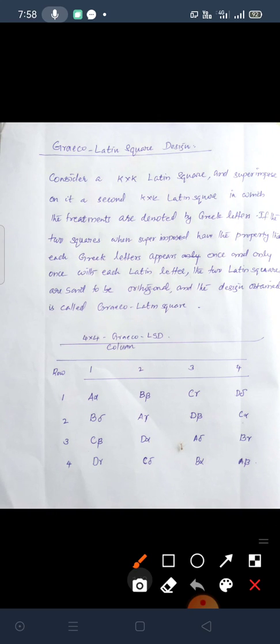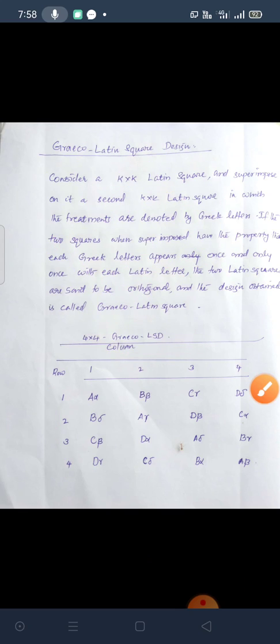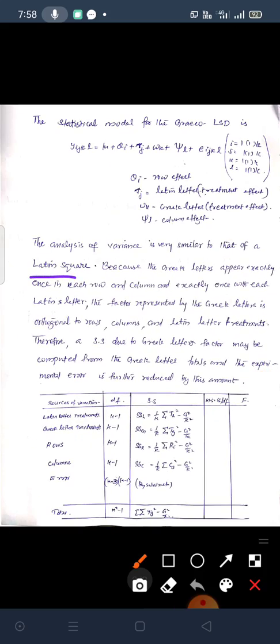And actually this is represented by columns and rows. So we can analyze using two-way classification, just as in the case of Latin square design. So the analysis of variance is very similar to that of a Latin square design. So in Latin square design we use classified data as data from a two-way classification.